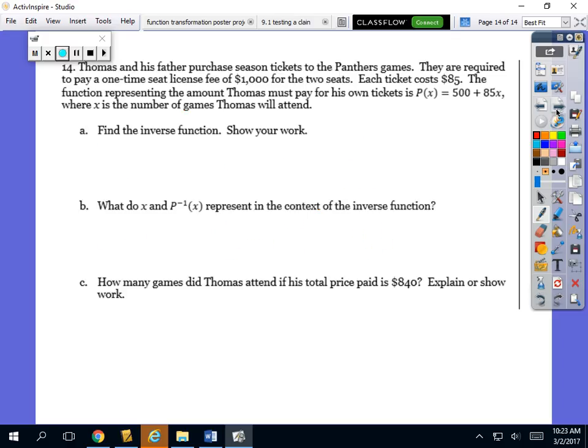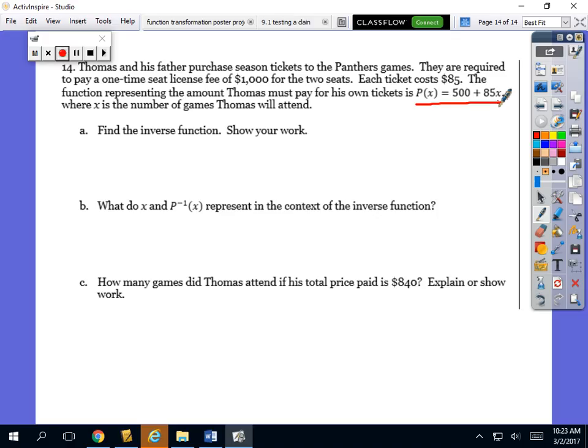The last one, Thomas and his father purchased season tickets to Panthers games. They have to pay a license fee of $1,000 for the 2 seats. So once they split that up, Thomas pays this much per ticket, depending on how many tickets. x is the number of tickets, P of x is how much money he pays.